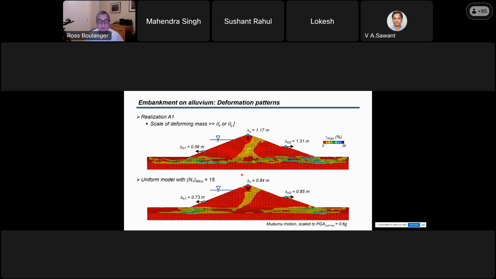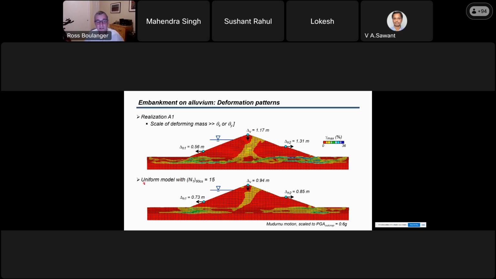This is an example. The top figure is a stochastic model, realization number 1. And what you see is, for this particular realization, you can see shear strain contours on the plot. The shear strain contours go along in preferred paths, seeking out the weakest interlayers. And then deformation of the slope is accommodated by deformation stepping up and down into the weaker layers throughout the foundation. And you get a little over 1 meter of movement at these different points.